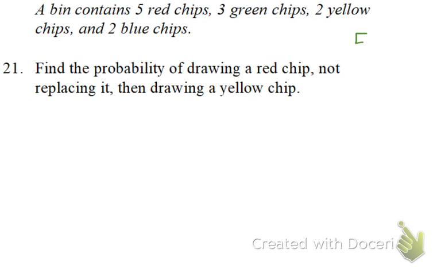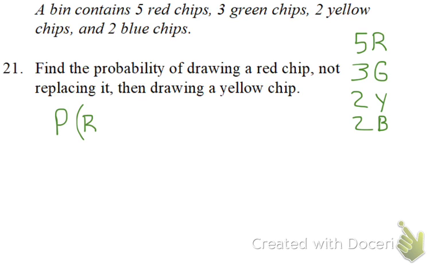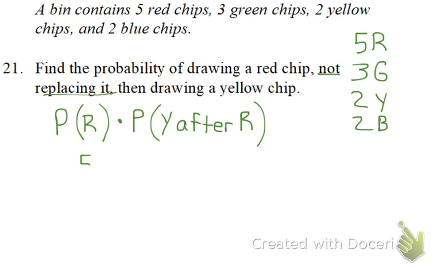All right, this time we've got 5 red chips, 3 green chips, 2 yellow, and 2 blue. What's the probability of drawing a red, not replacing it, so don't put it back, and then drawing a yellow? So that means these are dependent events. So we'll find the probability of red. There's 5 out of 12.